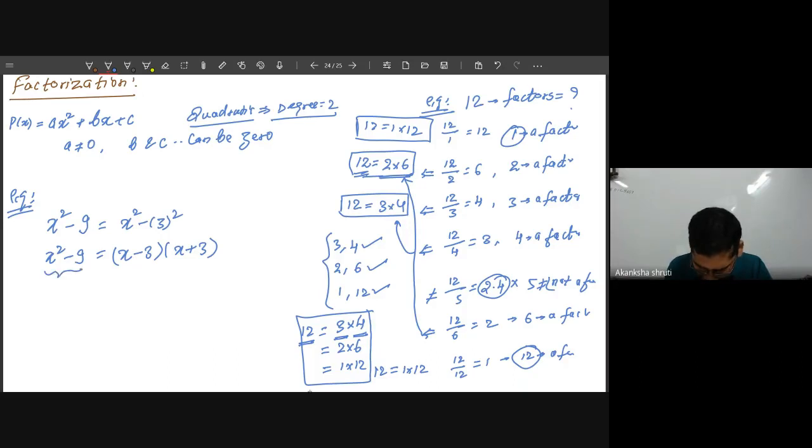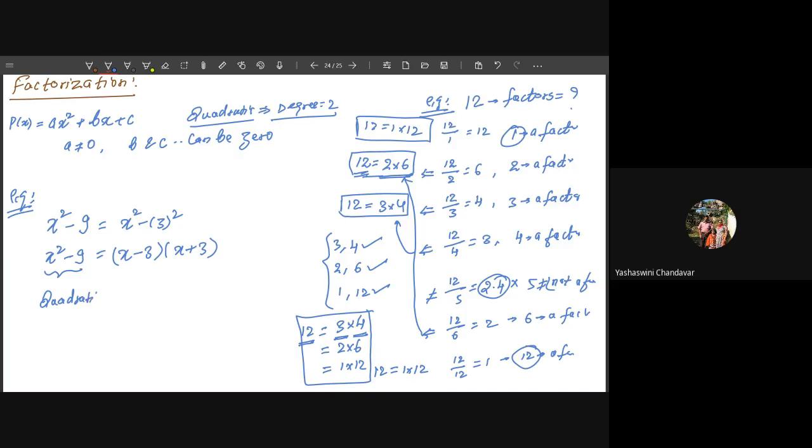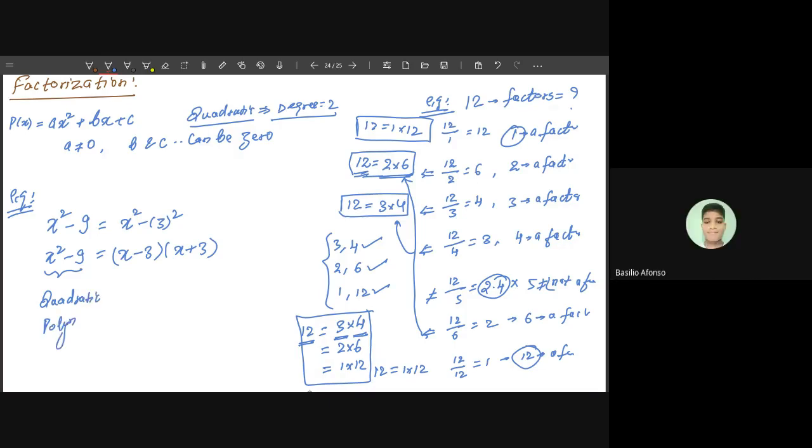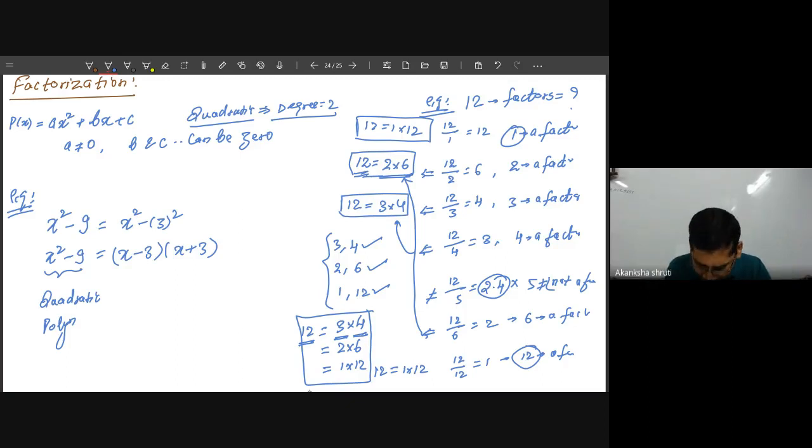But students, keep in mind what is on the left hand side and what is on the right hand side. On the left hand side, we have a quadratic polynomial. But the right hand side is the product of two linear factors. These have to be multiplied together to get the quadratic. You cannot just equate x square minus 9 to x minus 3. No, you cannot equate. We have just split this into the product of two linear factors.